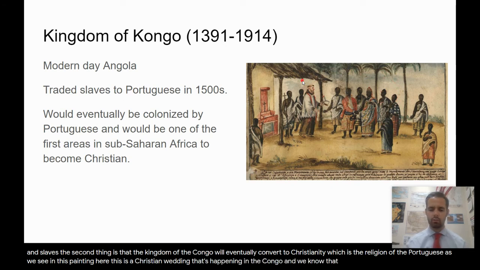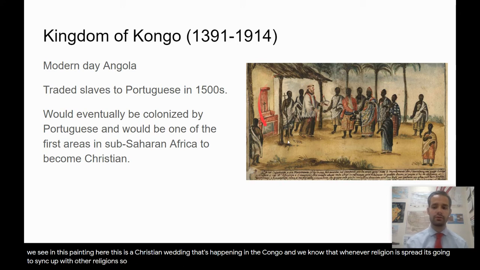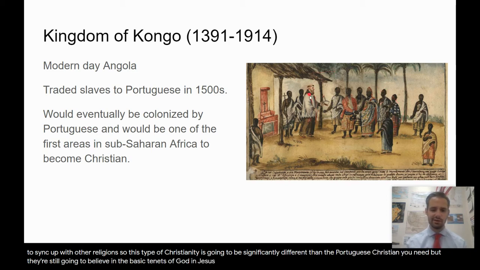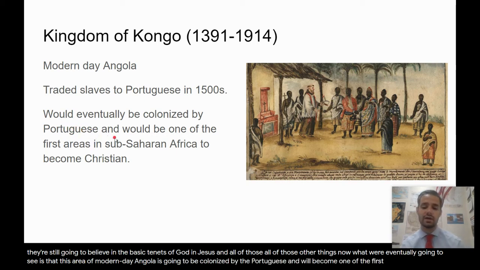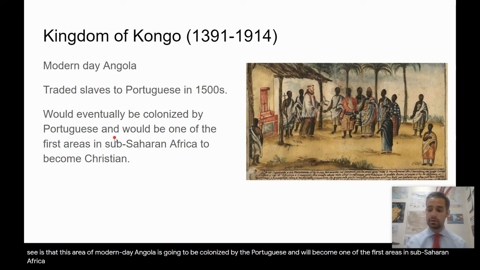And we know that whenever religion is spread, it's going to sync up with other religions. So this type of Christianity is going to be significantly different than the Portuguese Christianity, but they're still going to believe in the basic tenets of God and Jesus and all of those other things. Now, what we're eventually going to see is that this area, modern day Angola, is going to be colonized by the Portuguese and will become one of the first areas in sub-Saharan Africa to become Christian.